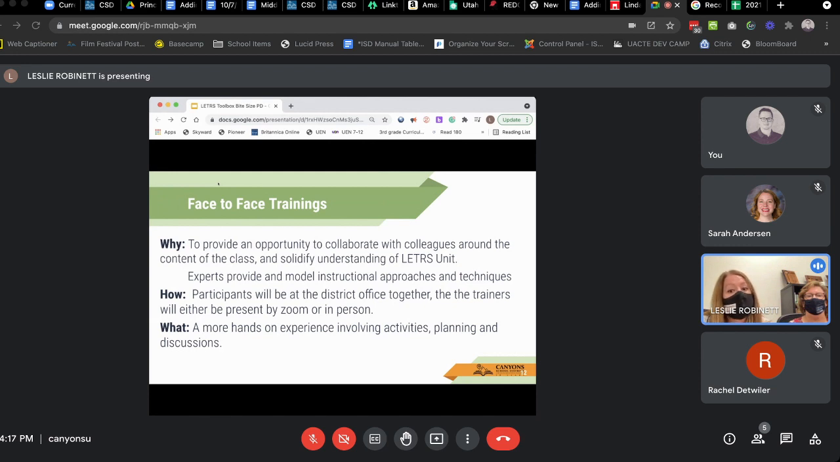Because of COVID, for Unit 1 the facilitator from Letters will be virtual, but all of us will still be in a room because they will still stick to the planned design of providing time to collaborate and do activities and talk to each other. So when we're in a room together, we're going to be able to talk to our team. We're going to be able to talk to other CSD teachers about what that looks like in Canyons. And then for future units, that person will be able to travel and come and be live with us.